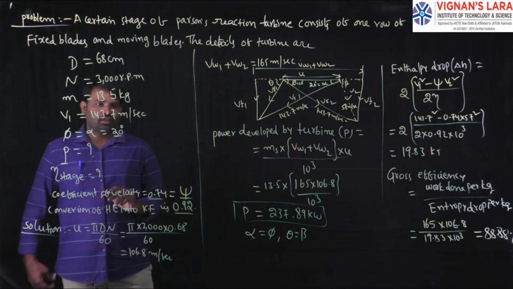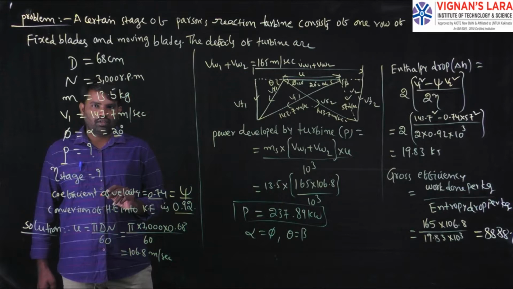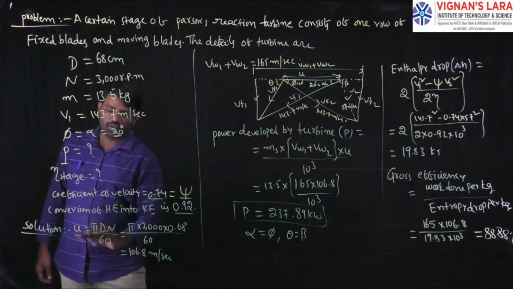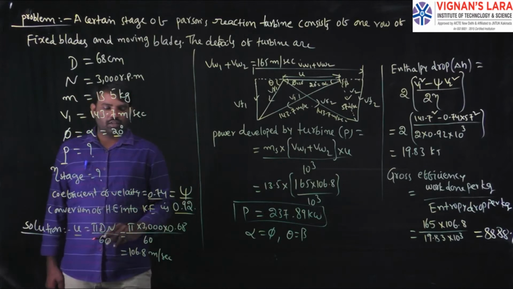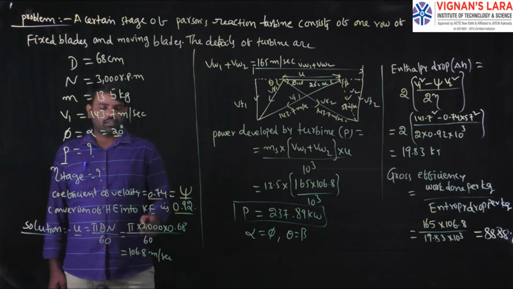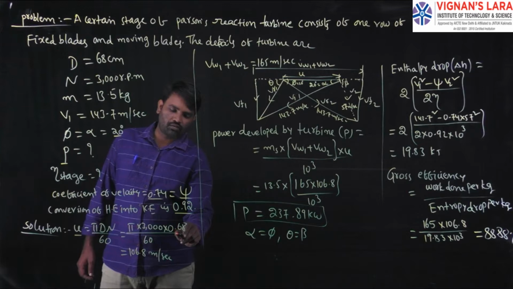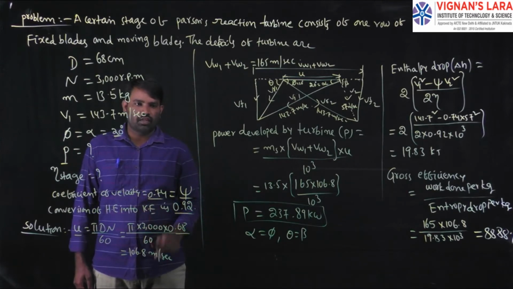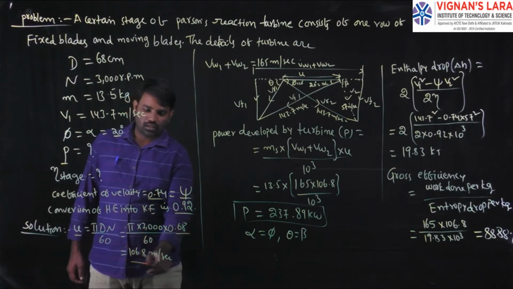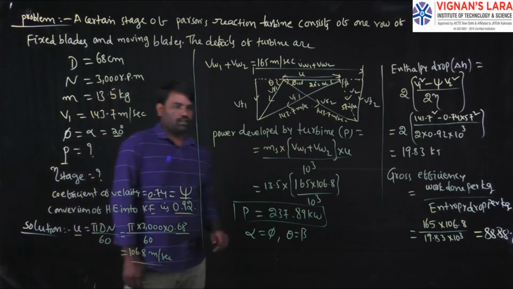From the given data we can easily find the blade velocity, u is equal to pi D N by 60. The diameter is given as 68 centimeters, which is 0.68 meters, and 3000 rpm is given, divided by 60, which gives 106.8 meter per second.